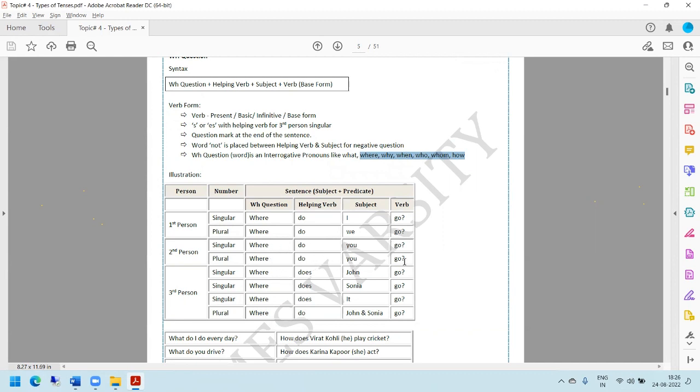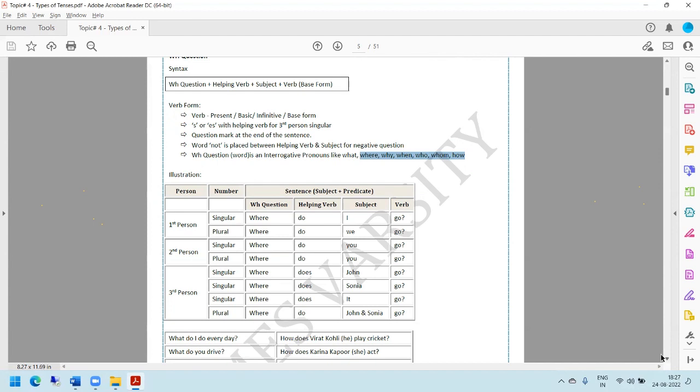Where do you go? And then third person singular, you see the changes. Where does John go? Where does Sonia go? Where does it go? Where do John and Sonia go?